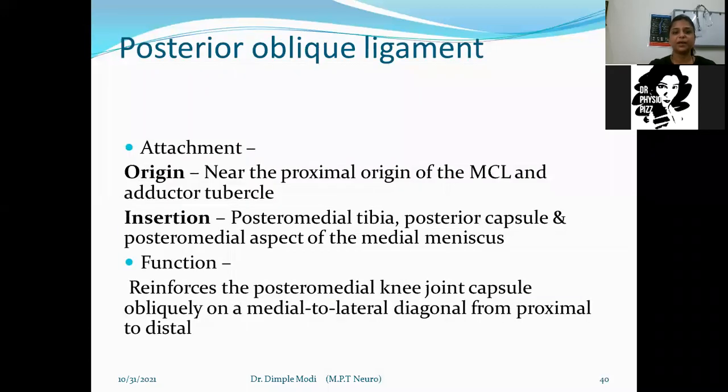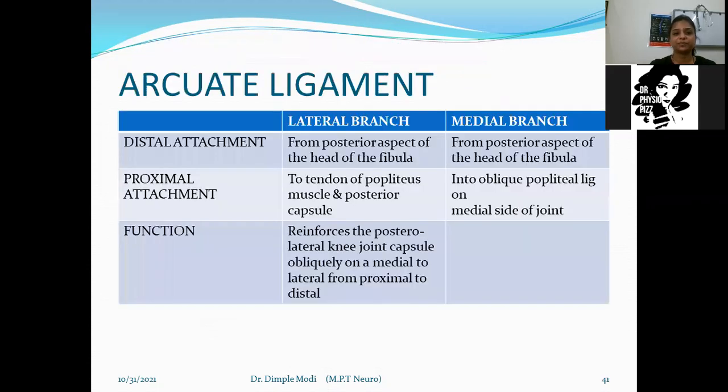The posterior oblique ligament originates from the proximal origin of the MCL and adductor tubercle and inserts into the posterior medial tibia. Functions: reinforces the posterior medial knee joint capsule obliquely on the medial to lateral diagonal from proximal to distal. Arcuate ligament attaches from the posterior aspect of the head of the fibula. The proximal attachment is to the tendon of the popliteus muscle and the posterior capsule. The medial branch, from the same posterior aspect of the head of the fibula, attaches to the oblique popliteal ligament on the medial side of the joint.